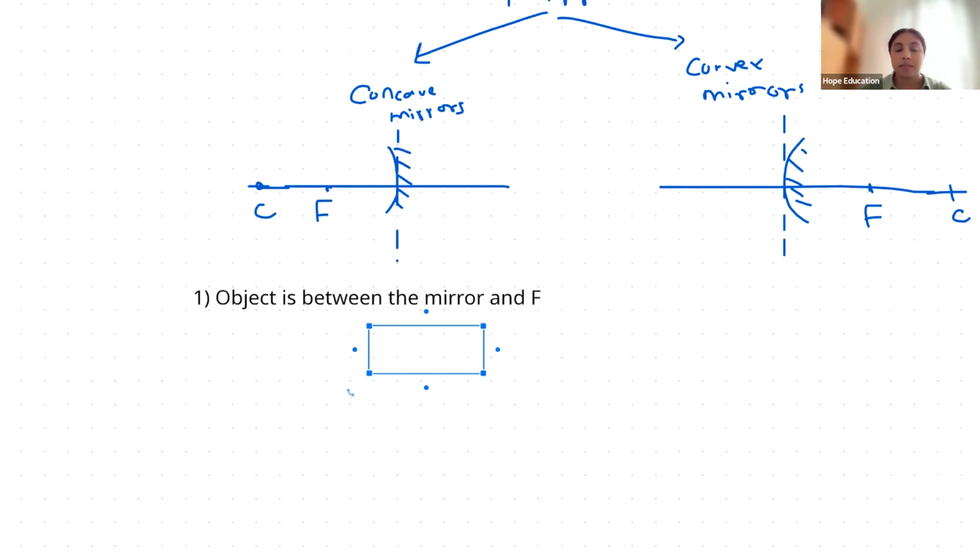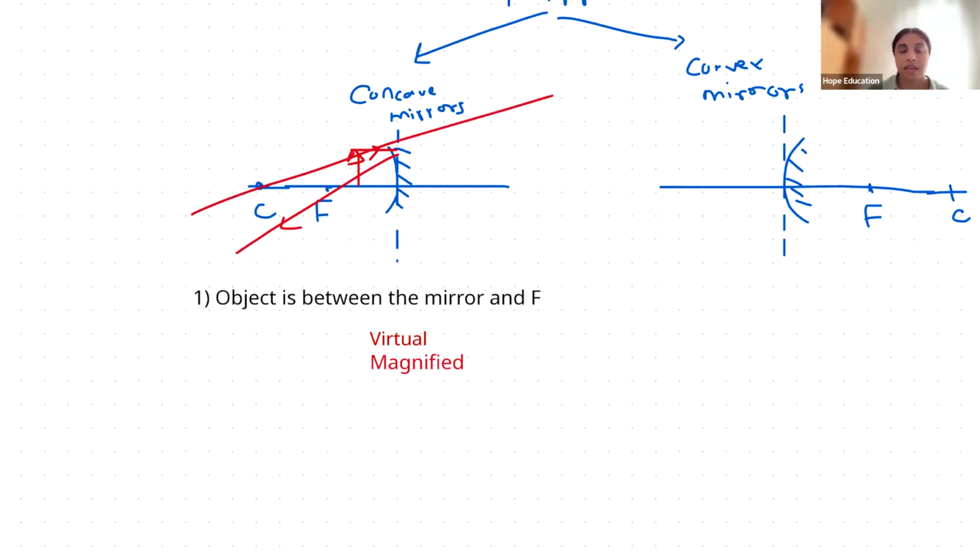Virtual means the image is formed on the same side as the object. Right? So when you place the object here between the mirror and the focal point, a parallel light ray reflects through the focal point. Then the ray through the center of curvature reflects along the same path. Then these two reflected rays meet like this. So the image is formed behind the mirror, and that is a virtual image. It is magnified and upright. Okay? Virtual, magnified and upright. Okay?